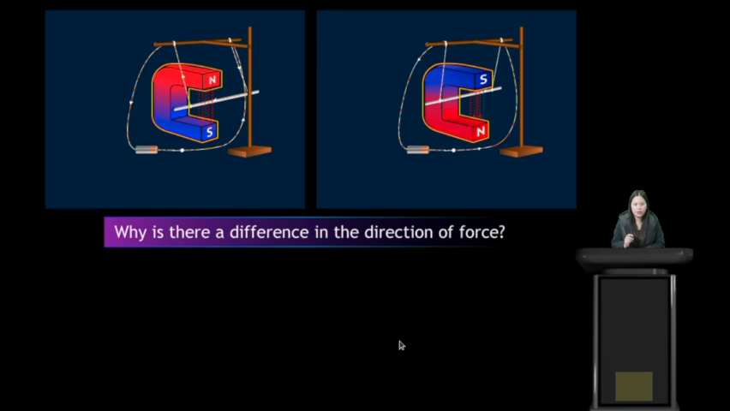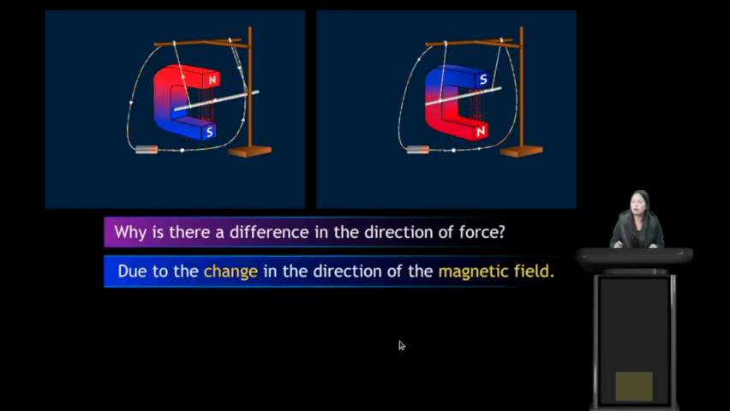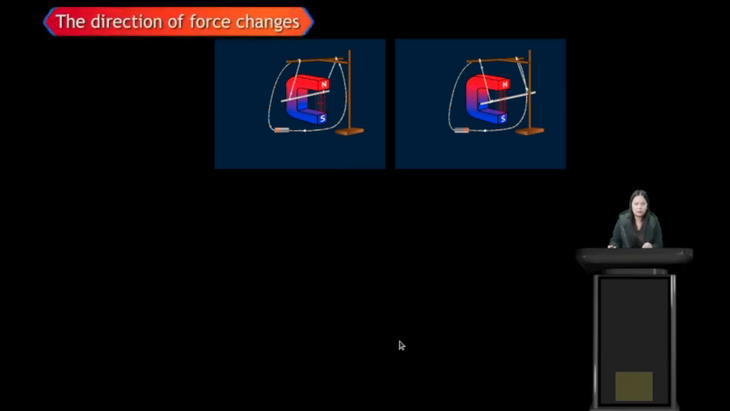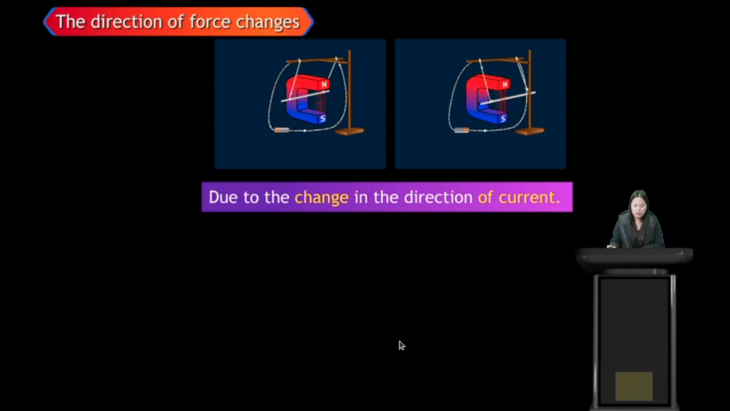We see that the direction of magnetic field lines is different in this case. So there is a difference in the direction of force in these two cases due to the change in the direction of magnetic field. We have seen that the direction of force changes due to change in the direction of current. In this case, the direction of magnetic field is the same. We have reversed the direction of current, and then we see a difference in the direction of force.